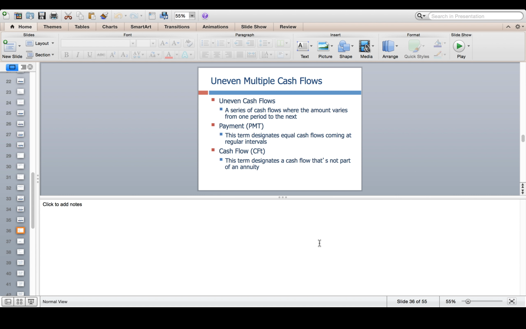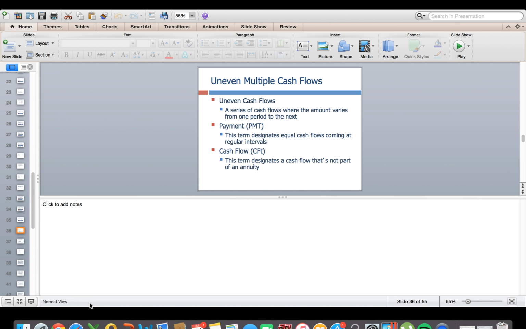Picking up here, we were talking about uneven multiple cash flows before we left off, and we're going to pick up right at that point. So, uneven cash flows are defined as a series of cash flows where the amount varies from one period to the next. We've already dealt with payment. This is a term that designates an equal cash flow coming at regular intervals. Cash flow, or CF, this term designates cash flow that's not part of an annuity.